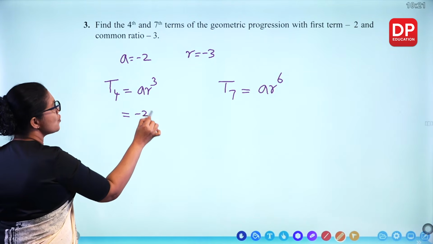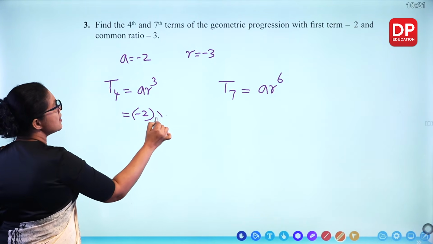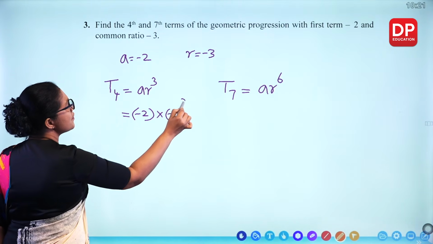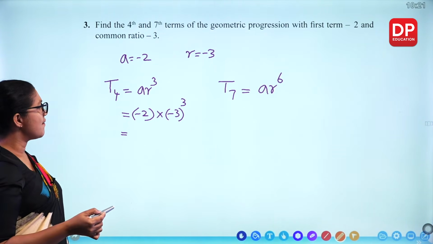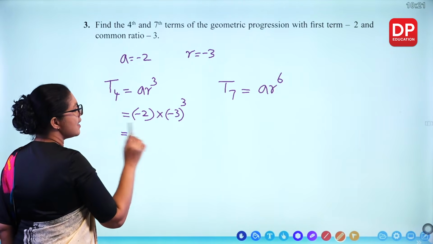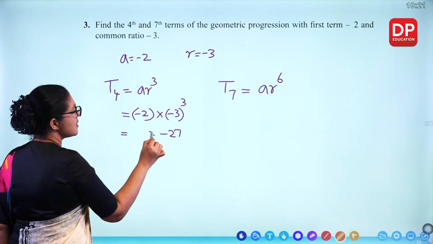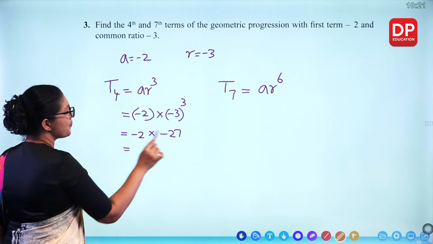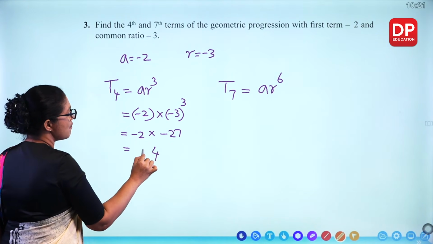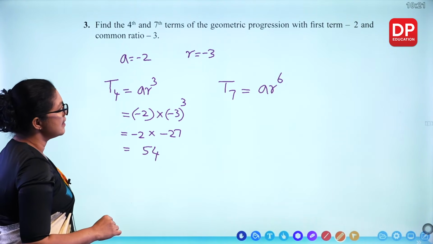A is minus 2, put brackets, minus 3 to the power 3. 3 to the power 3 is 27, but this is negative 27 times negative 2. Negative, negative becomes positive. You get 54 as the answer.